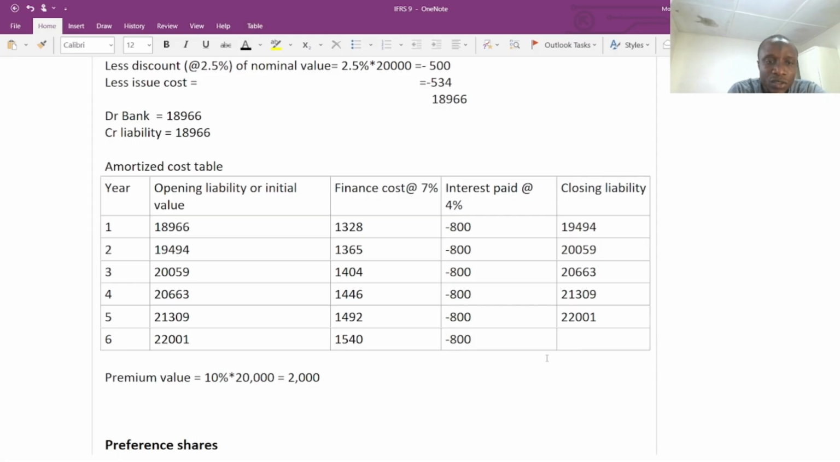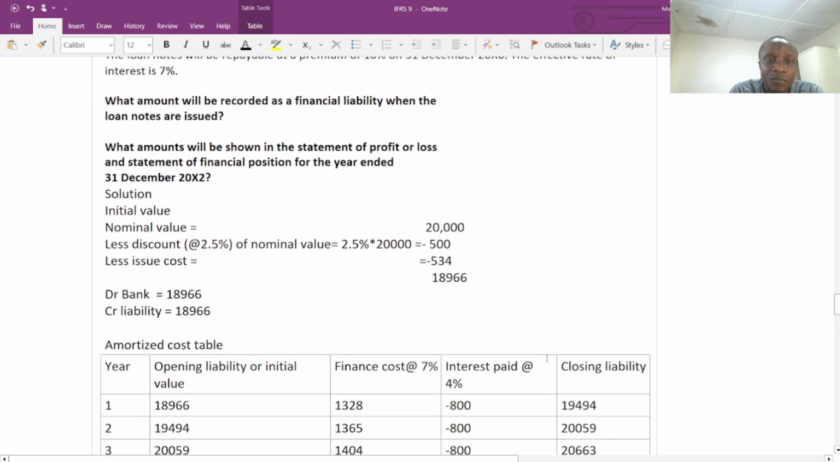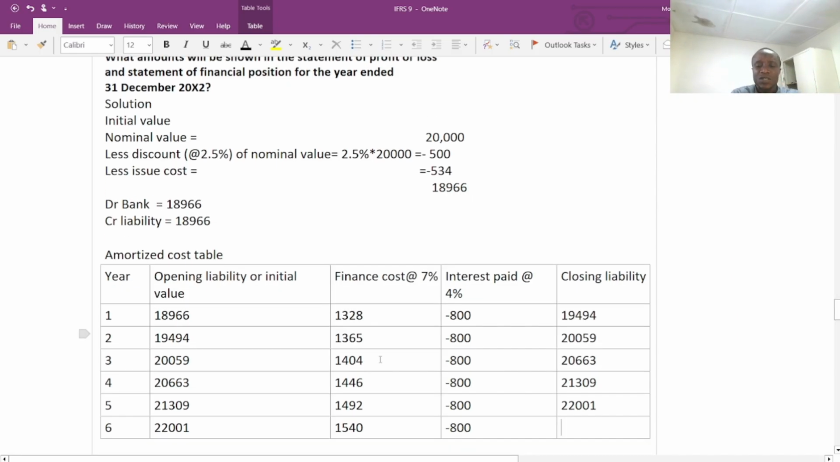Right? So now let's go again to the requirement. What amount will be shown in the statement of profit or loss at 31st? Oh, the question is for 31st December 20x2. Sorry about it, but never mind. We have gone through it, but the requirement is for 31st December 20x2, which is for this period. So this will be the liability, this will be the expense that we are going to show, the expense amount of 1365 in the statement of profit or loss, and this we are going to show as liability in the statement of financial position. So basically, this is the concept that you need to know.